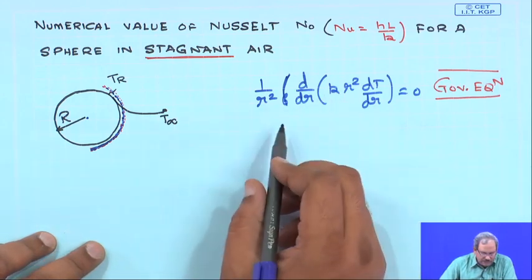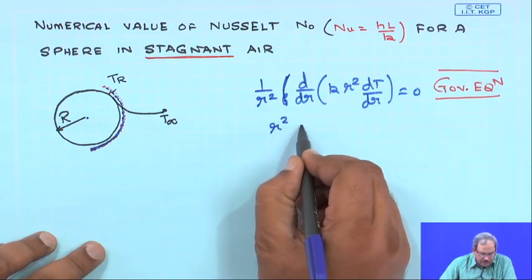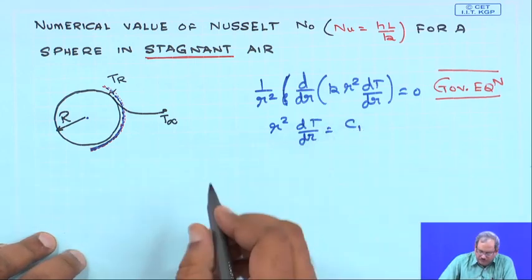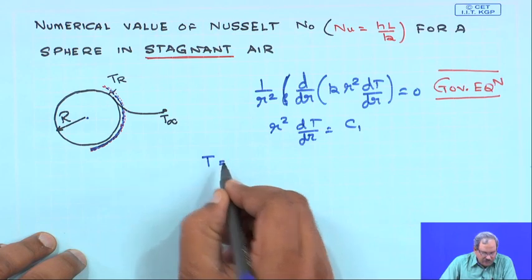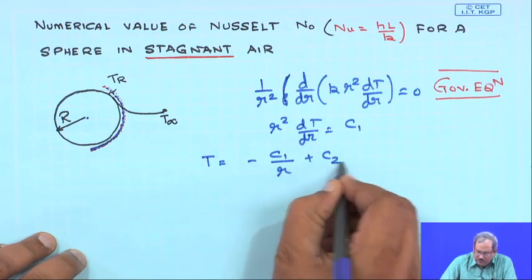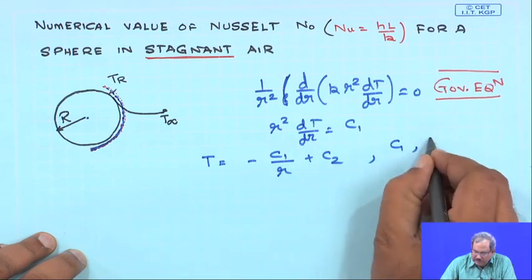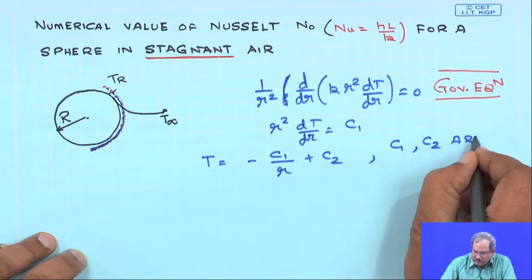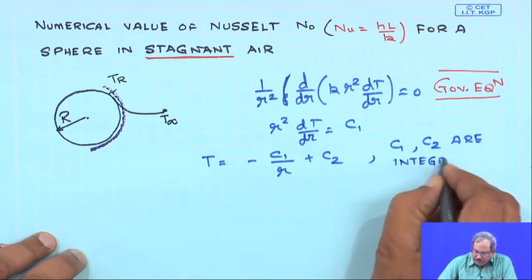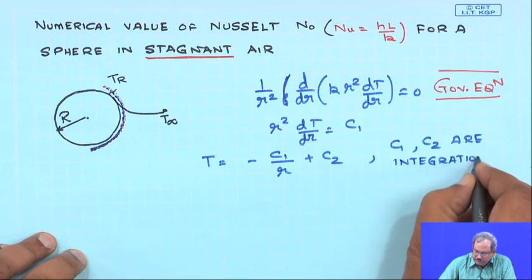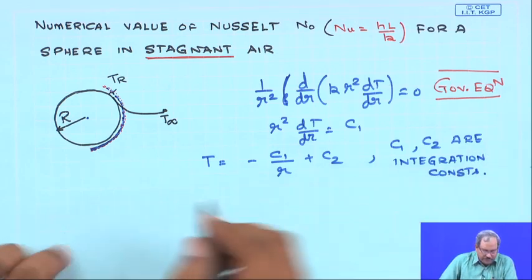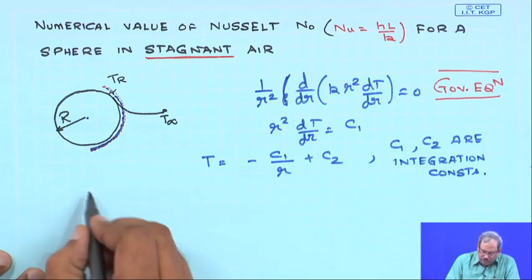So, if my thermal conductivity is constant, I am simply going to write r squared dT/dr is some constant C1, and once you integrate, it would be minus C1 by r plus C2, where C1 and C2 are integration constants. Okay. So, this requires two boundary conditions.